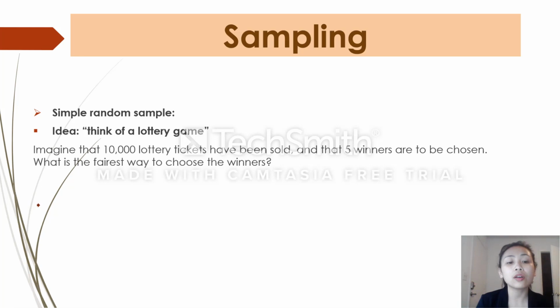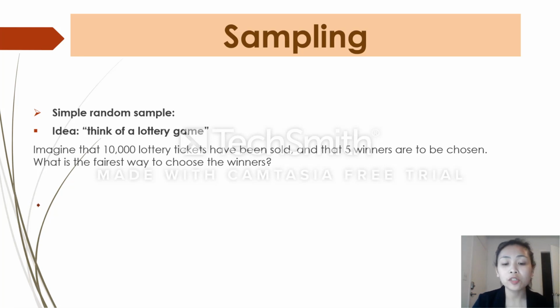Suppose 100 lottery tickets have been sold, and your job is choosing 5 winners. You know, in the lottery game, we expect fairness, we expect equality, because if the game is not fair, you're not going to play that game.